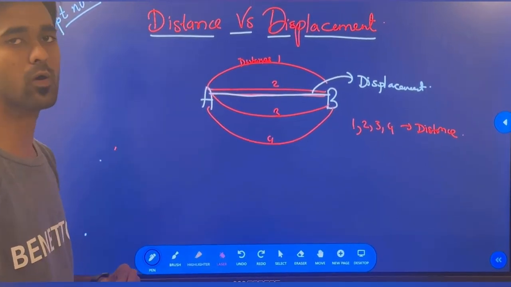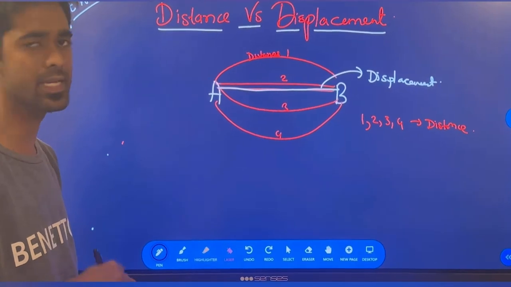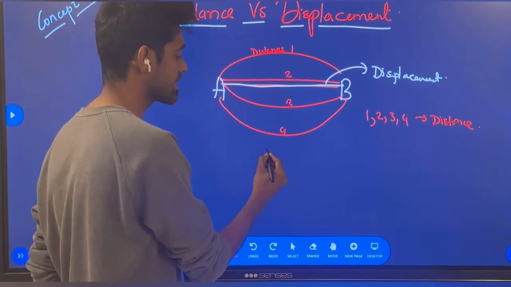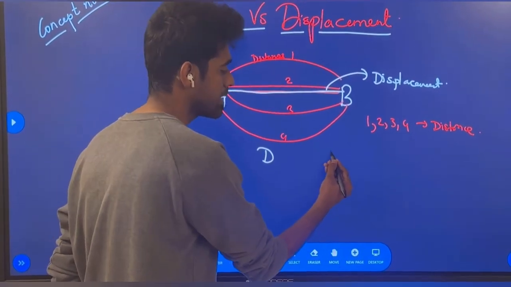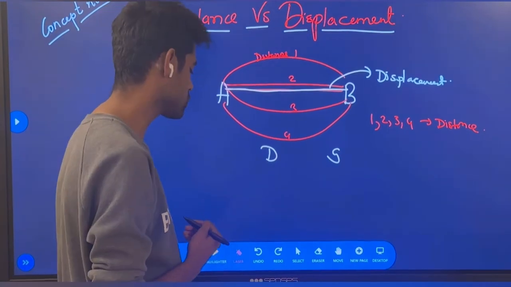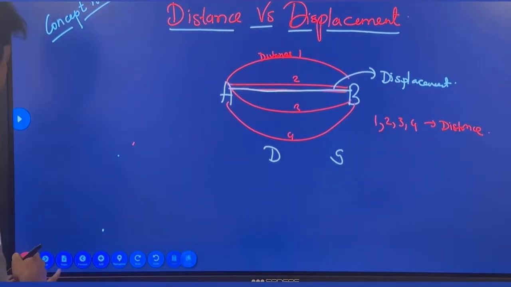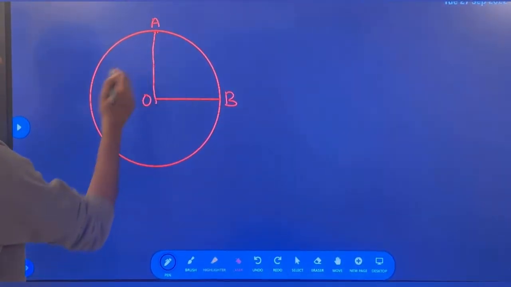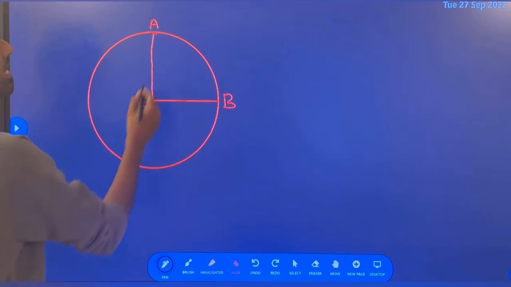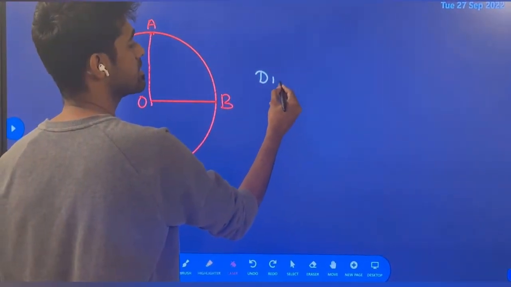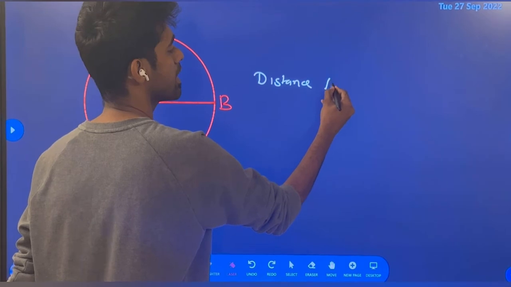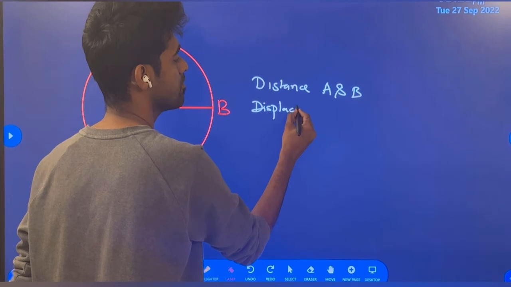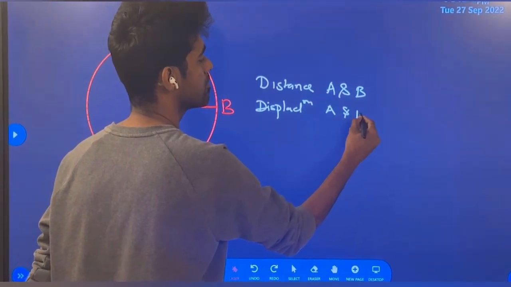And this is something that all the candidates and students appearing for various exams should understand with respect to these two terms. Now usually distance is denoted by a D and displacement is denoted by an S. Now I am going to show you one very good example with respect to distance and displacement. Let's go through it. Alright, let's suppose this is a circle, and I have to calculate the distance between A and B and the displacement between A and B.